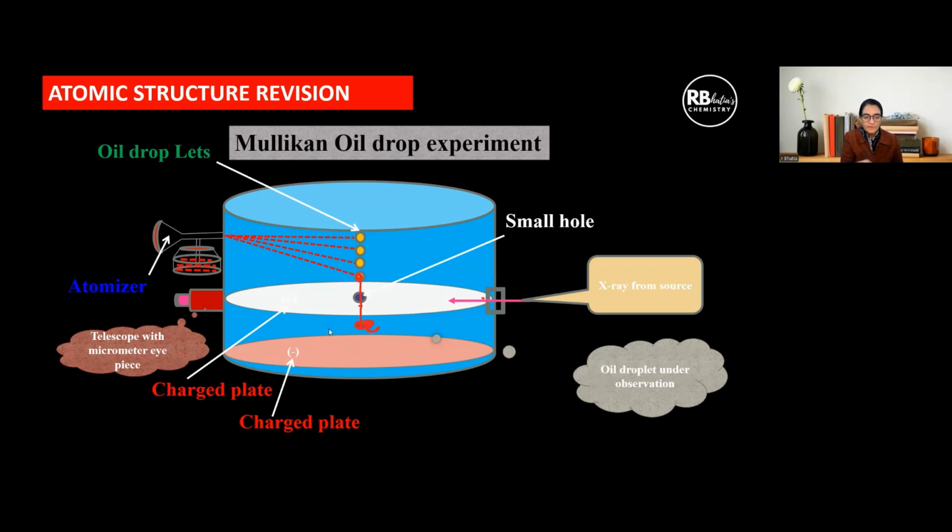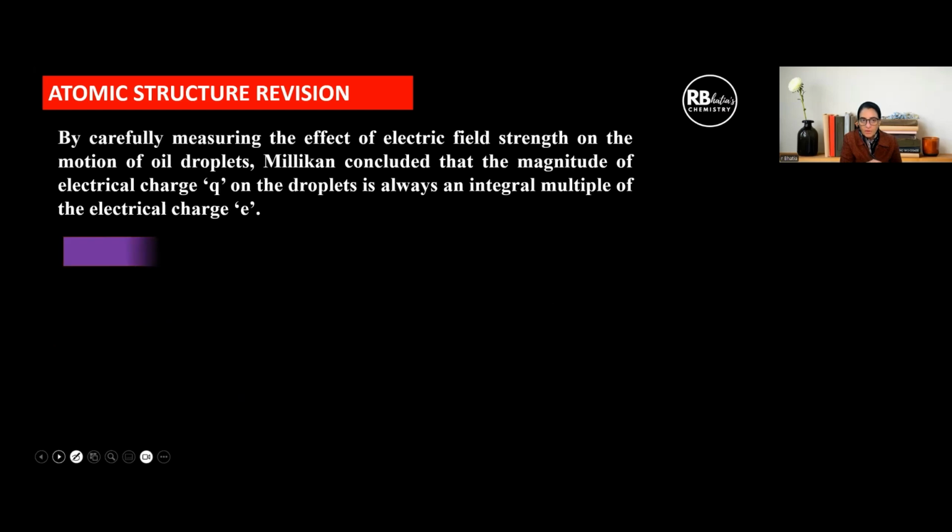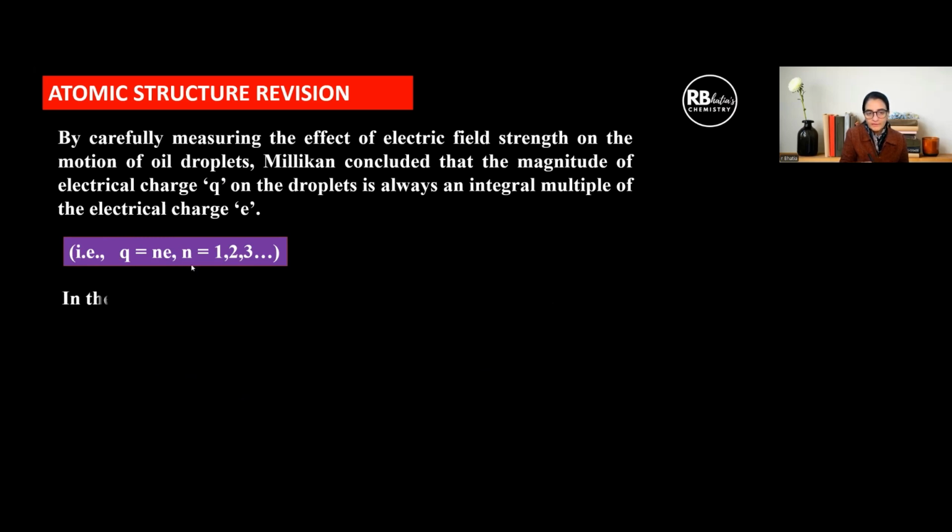And these electrons will get trapped on this oil droplet, making this oil droplet charged. When this oil droplet is charged, that's a very random process. That means the charge could be 1 unit of negative charge, or it could be 2 units of negative charge if two electrons get retained on it. So according to that, many experimental observations were taken to finally calculate the actual charge on the electron. By carefully measuring the effect of electric field strength on the motion of oil droplets, Millikan concluded that the magnitude of electrical charge is always an integral multiple of electrical charge e, that is Q is equal to n e. I am just elaborating this point, children.